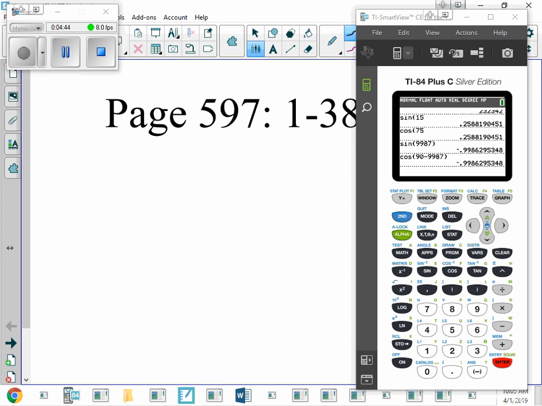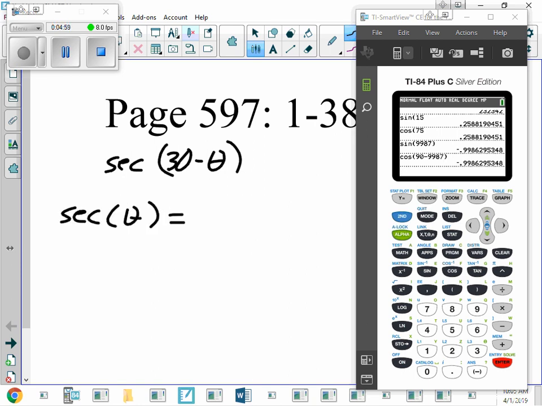All right. So number 12. The secant of 30 minus theta. What is the secant equal to in the cofunction formula? So it'll be middle row, left column, cosecant of 90 minus theta. And eventually you're not even going to need the reference sheet because it's always 90 minus theta for every one of them.